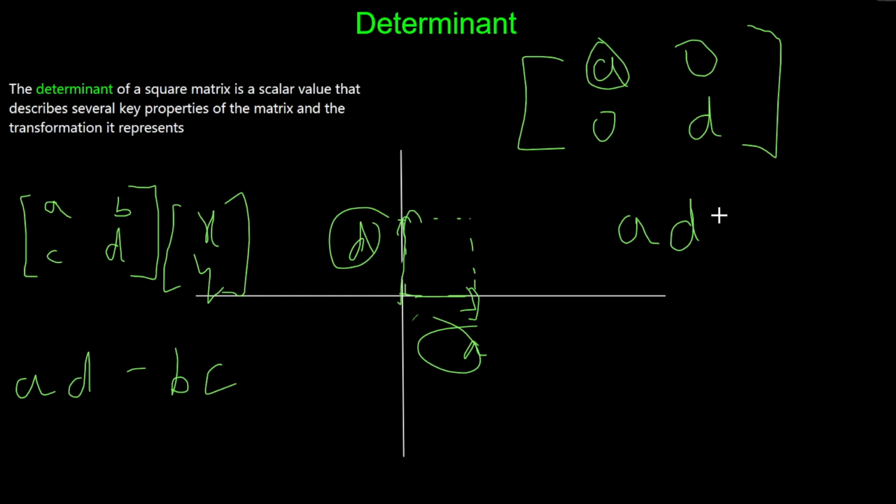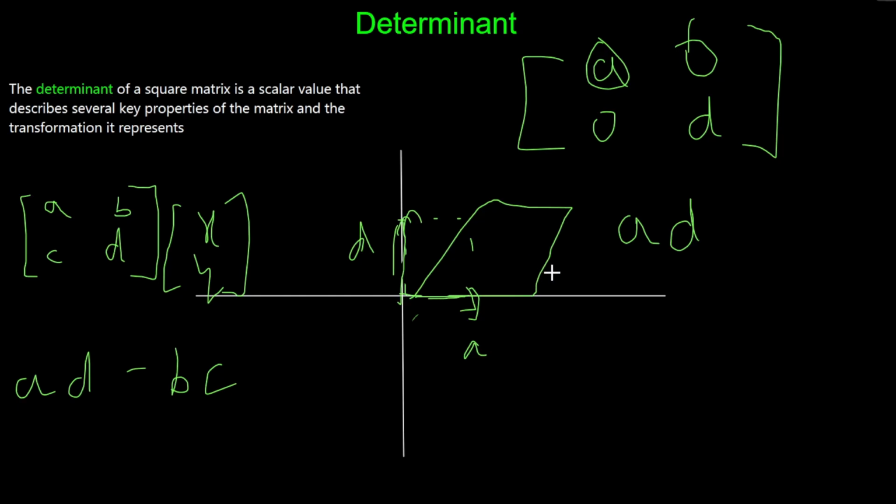So let's see about B and C. Let's say instead of 0 here, we have B. What does B represent? B represents shear in X. So the rectangle, instead of being straight, becomes tilted like this, as we saw in the diagram. So this is basically a parallelogram, right?